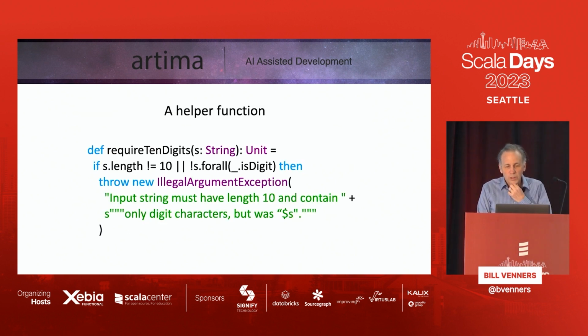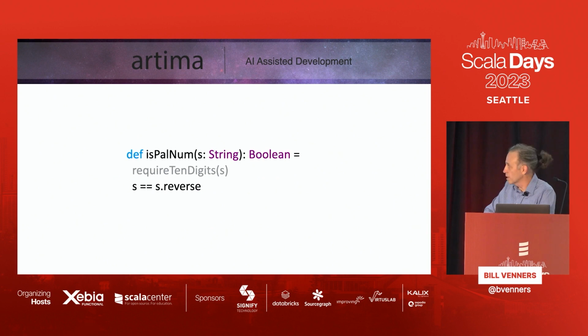Okay, so I created this helper function. This just checks the precondition. If the string isn't valid, it throws an exception, and I'm going to use that from all my implementations. So this is the simplest implementation, I think.